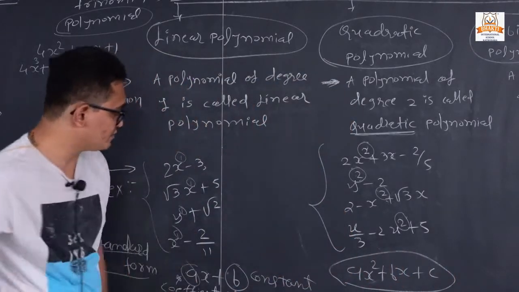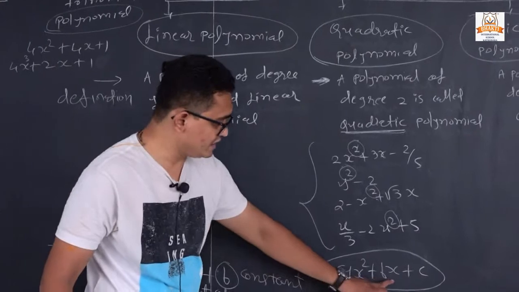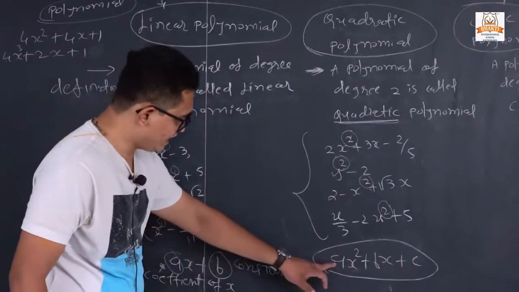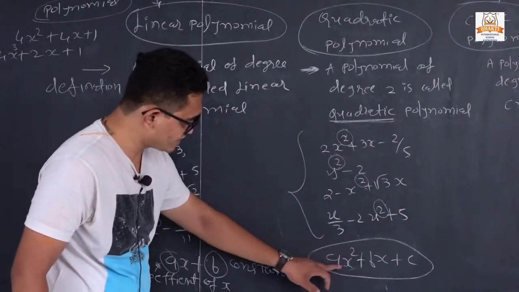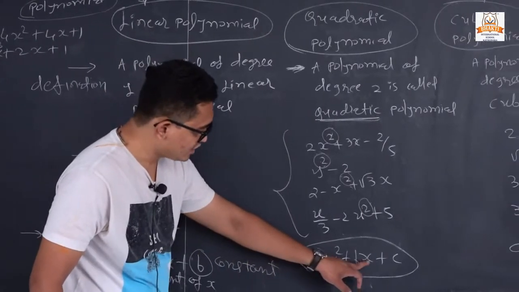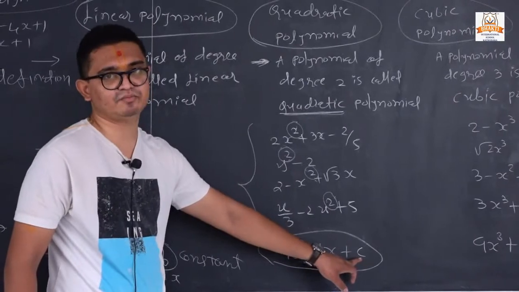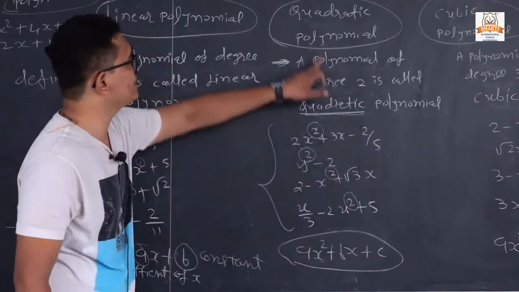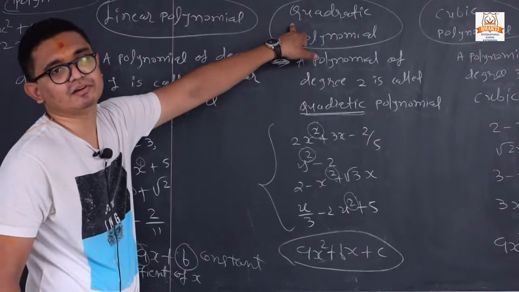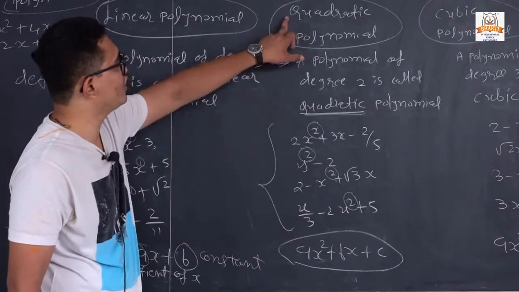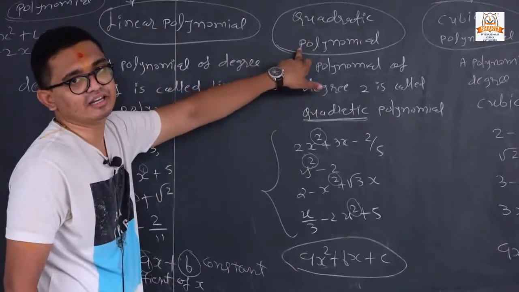According to that, we will also make its standard form. What is the standard form? ax square plus bx plus c. a is the coefficient of x square, b is the coefficient of x, and c is the constant term. It is the standard form for a quadratic polynomial.